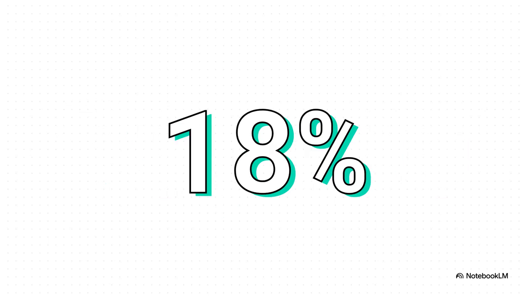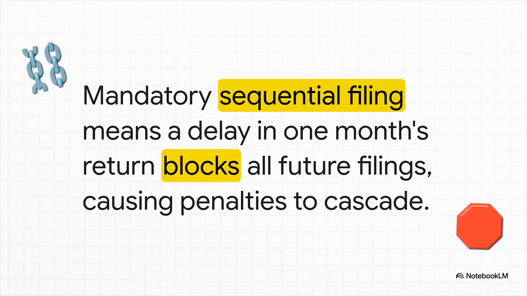And it gets worse. On top of the late fees, if the TDS you deducted isn't deposited on time, you get hit with interest. We're talking 18% per year. That can really hurt. But honestly, the single biggest risk here is something I call the domino effect. The GST system has a hard and fast rule of sequential filing. That means you literally cannot file this month's return until all of last month's returns are filed. So if you delay your September return, you are blocked from filing your October return and your November return. One delay can freeze all of your future compliance, causing penalties to just cascade and creating a massive compliance crisis. It's operational paralysis.